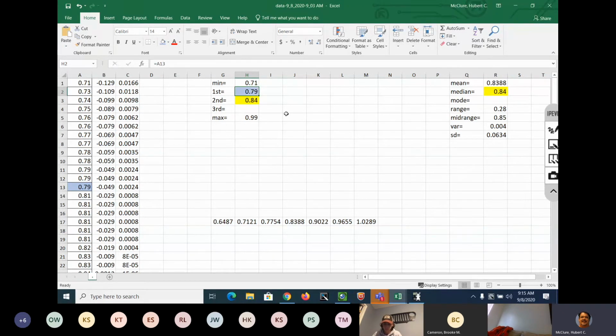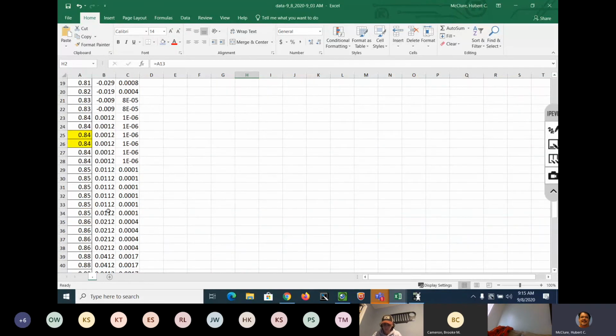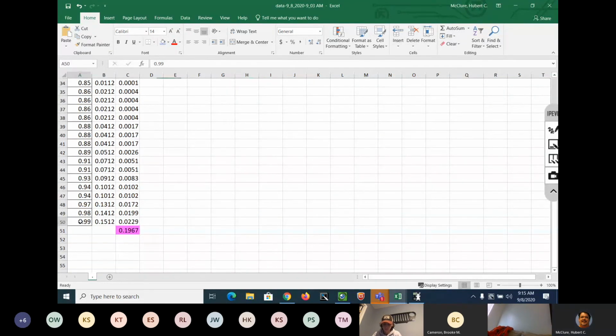All right. And now the third number is going to be 12 up from the bottom. 1, 2, 3, 4, 5, 6, 7, 8, 9, 10, 11, 12. There it is. So we'll color that one.